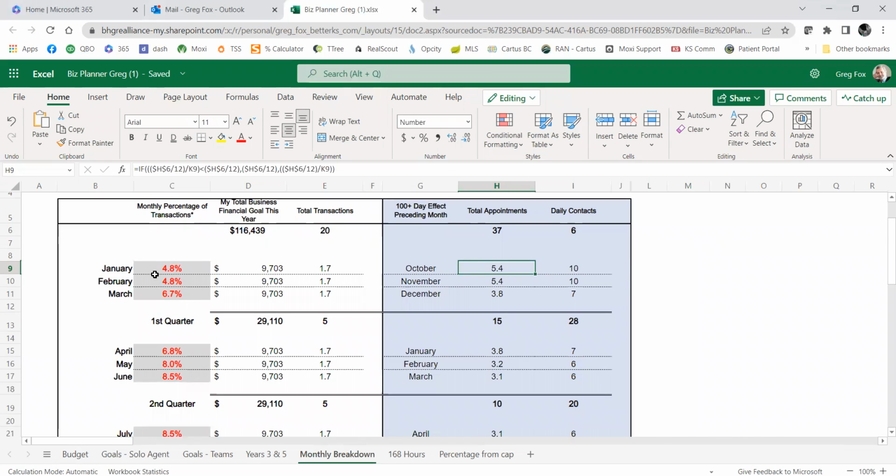I need to get 4.8% of my business in January for the year. That's 1.7 transactions. Now, of course, you can't do 1.7 transactions, but you could do 2, 3 transactions, and based on your average prices, you're going to hit your goal. Makes sense? So at the end of January, if you haven't done any transactions, you're 1 transaction behind. That doesn't mean that you've done your activities, that you need to step up your activities. You may need to. You may need to adjust your budget.